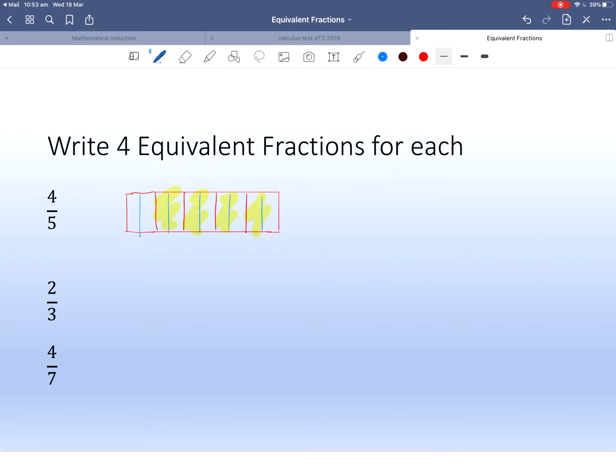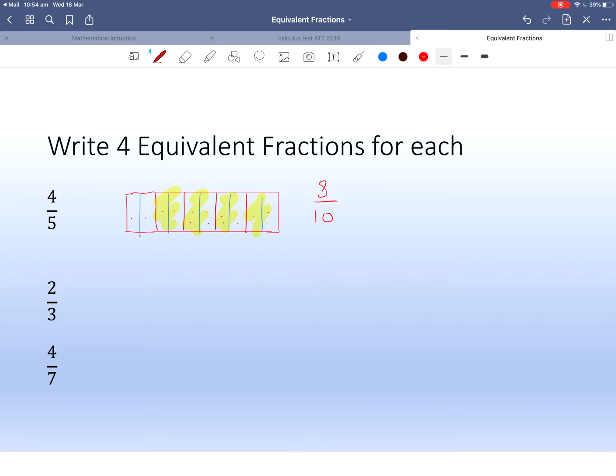Well, what's the yellow bit now? How many bits is it? Well, let's count it. 1, 2, 3, 4, 5, 6, 7, 8. So it's 8 out of how many pieces is there? Well, there's 2 more, so that's 1, 2, 3, 4, 5, 6, 7, 8, 9, 10. So that's 8 out of 10.